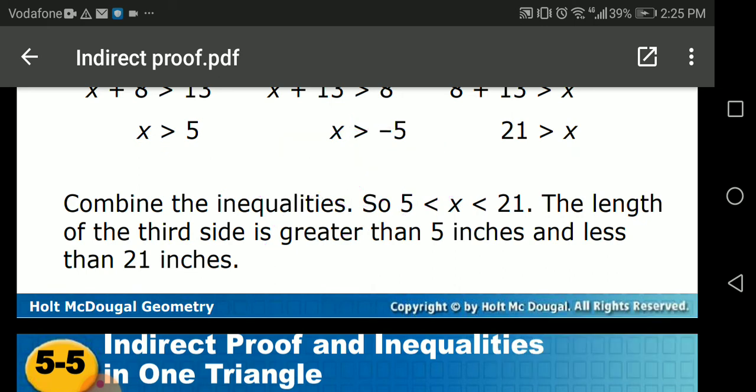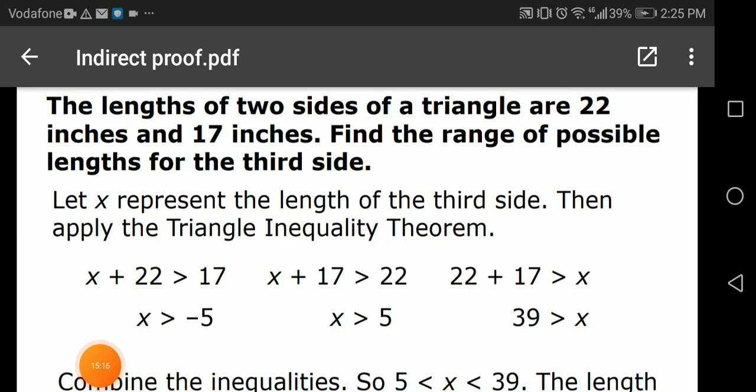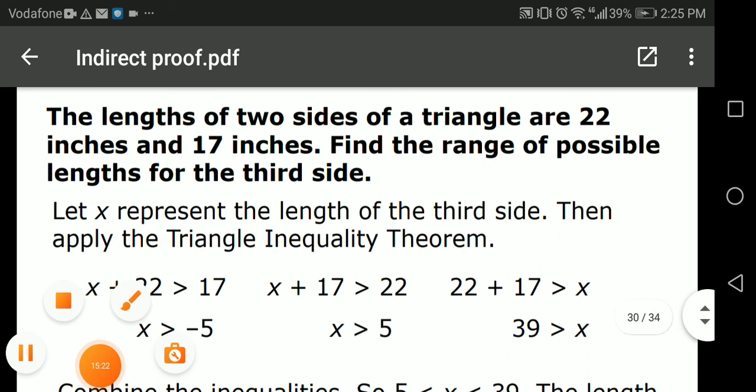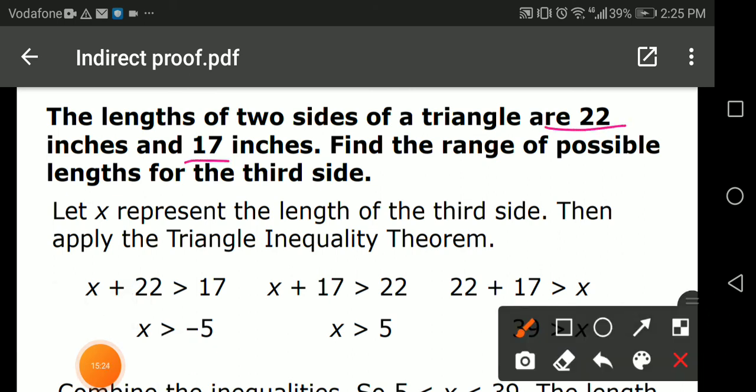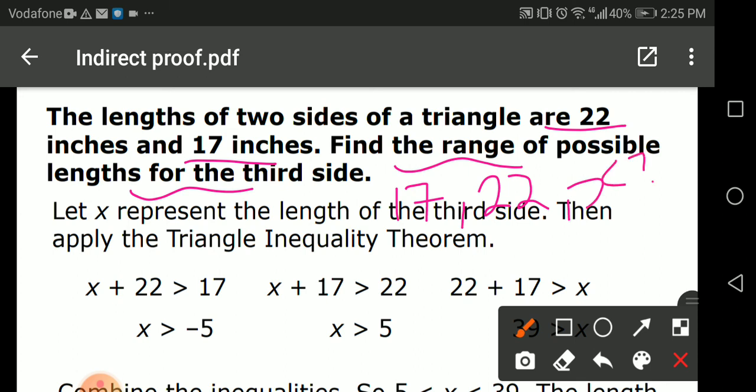Okay, guys, we have another example. The lengths of two sides of a triangle, this time, are 22 and 17. Find the range of the possible length of the third side. So remember, we have 17 and 22, and the third one is missing, and we assume that it's the variable x.